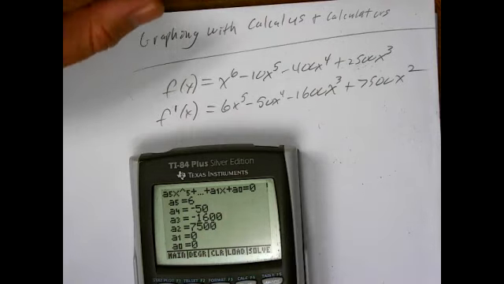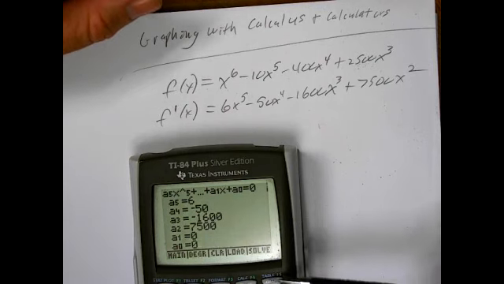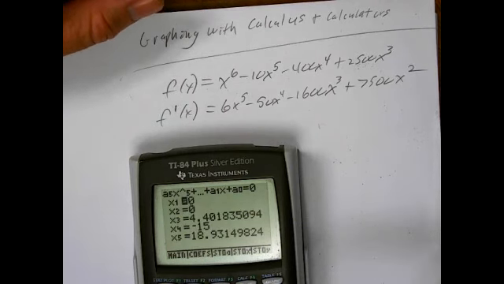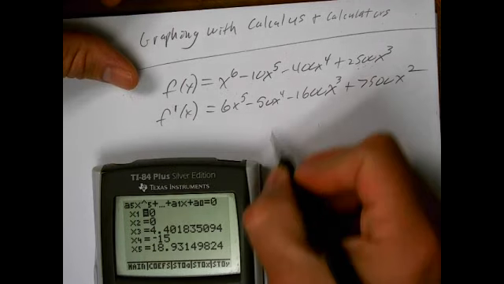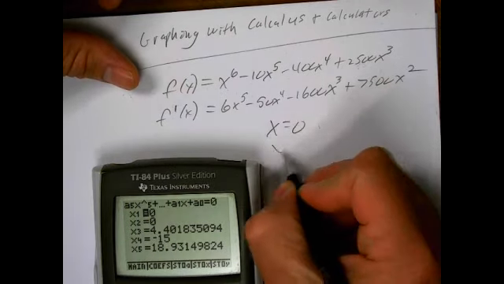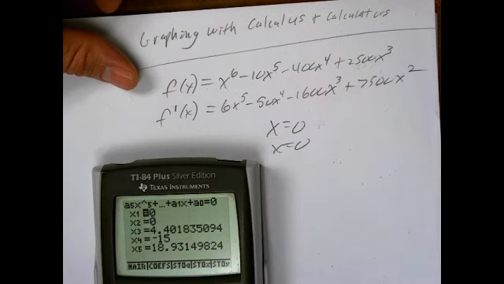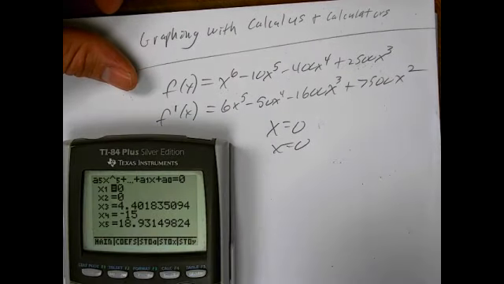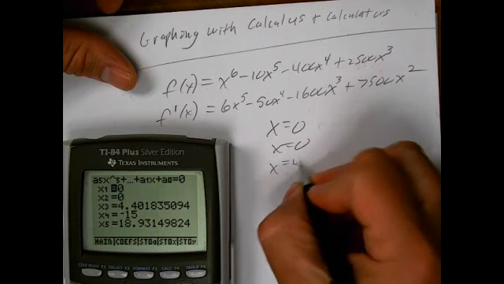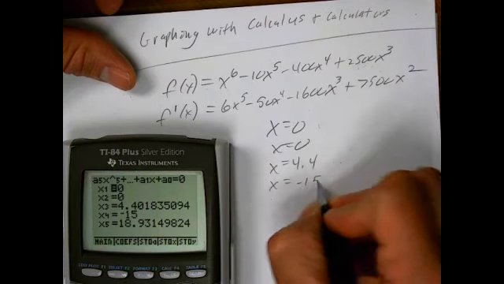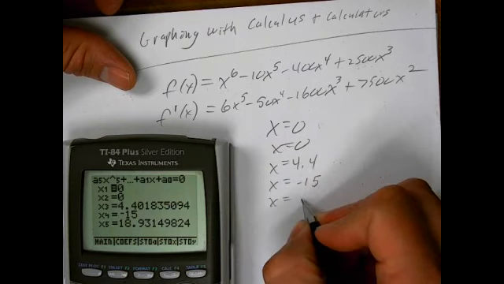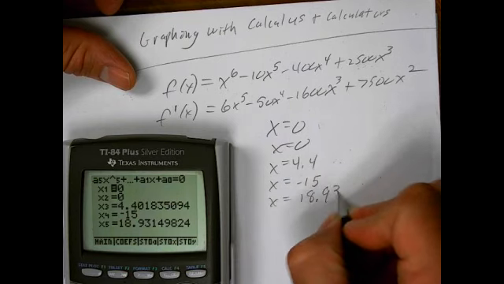When I hit solve, by hitting the button right below where it said solve, it tells me that I've got zeros at x equals 0, and another one at x equals 0, a repeated root. I've got a zero at about 4.4, a zero at about negative 15, and a zero at about 18.93.